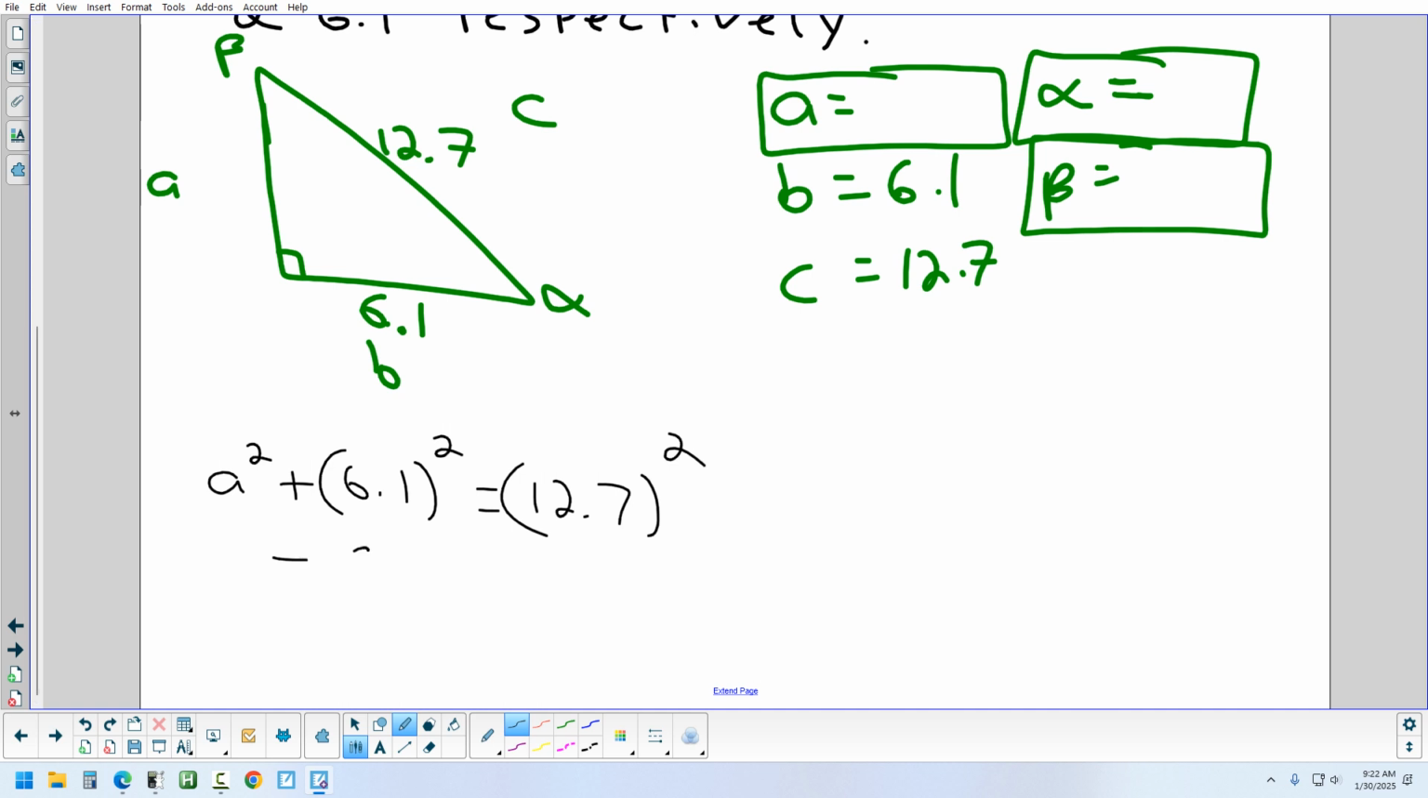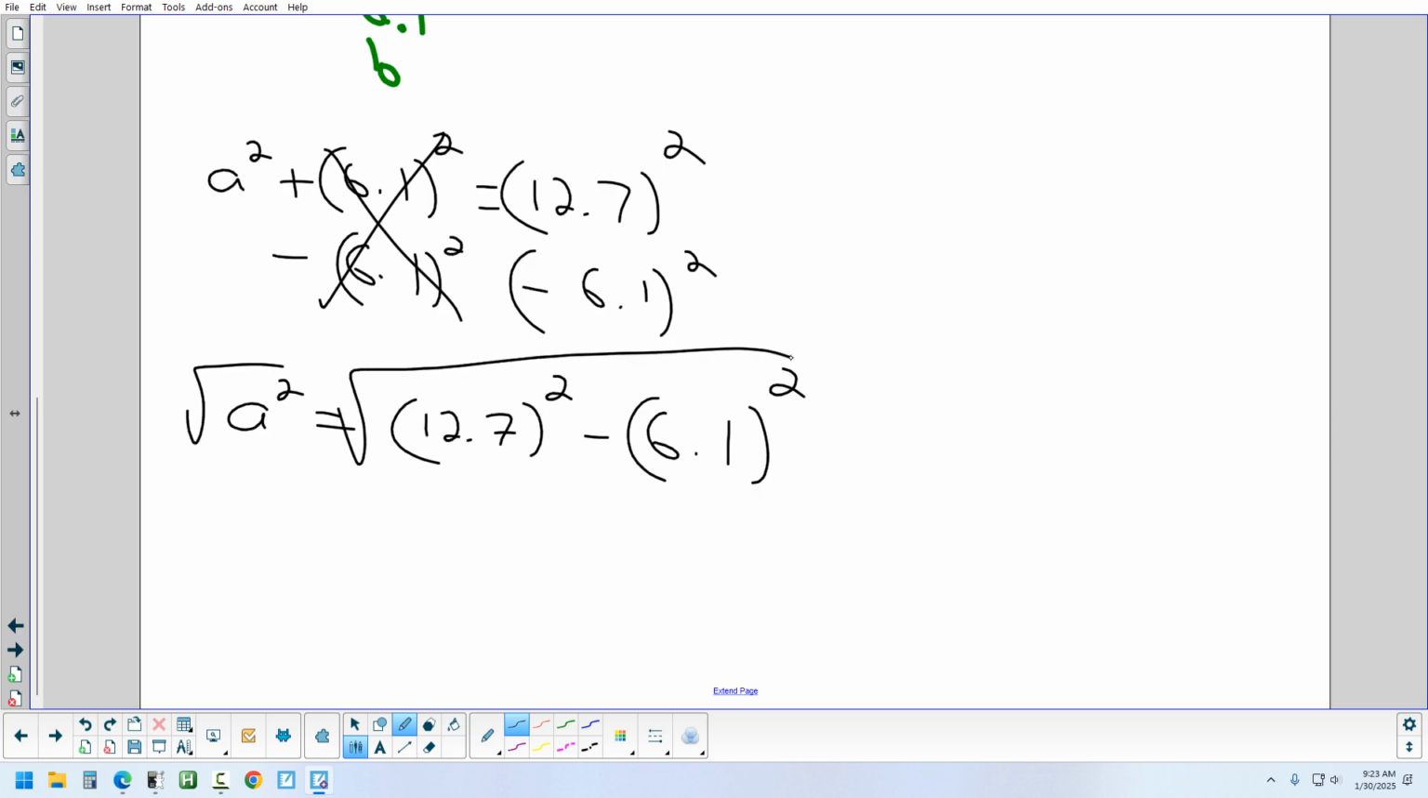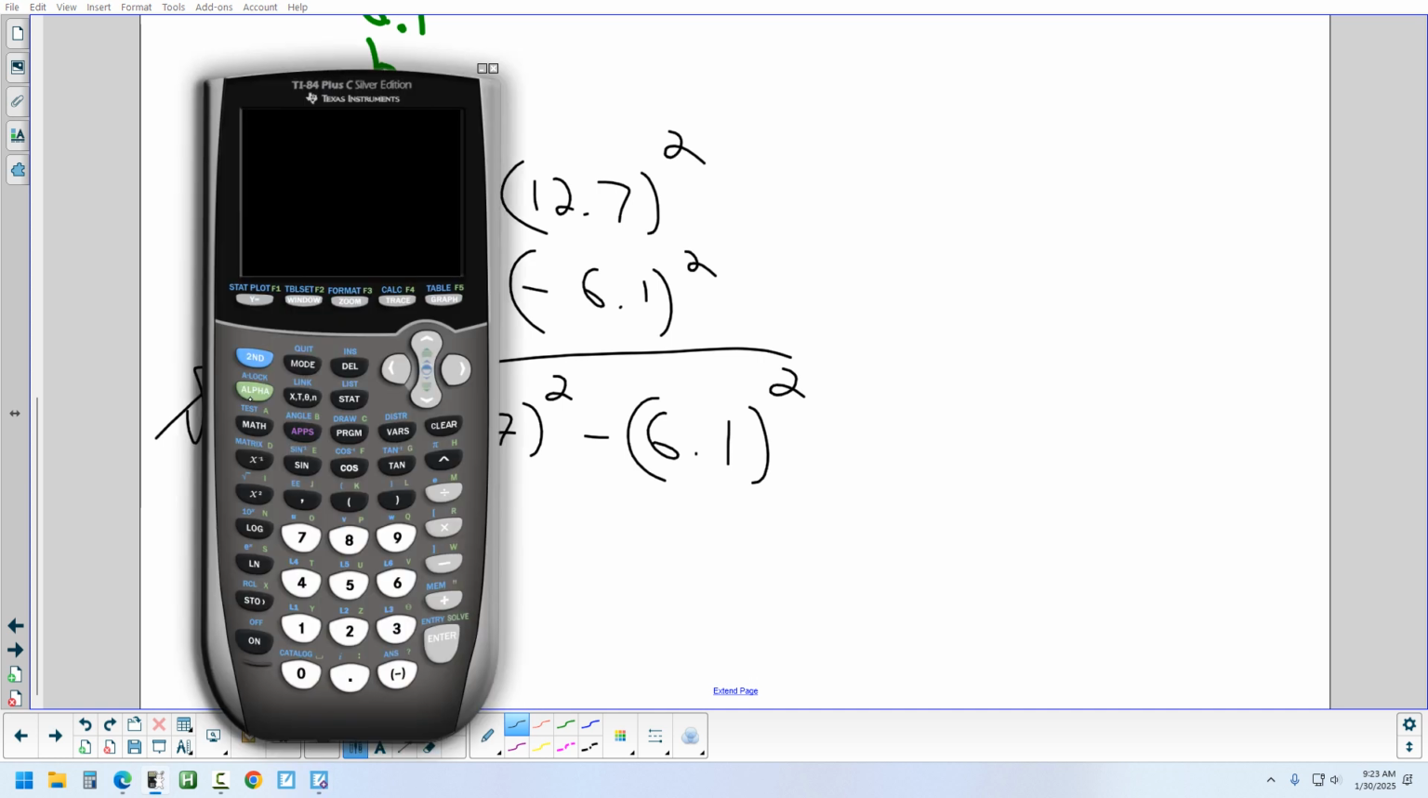So let's just subtract 6.1 squared. That gives me a squared equals 12.7 squared minus 6.1 squared. And then what's the last thing I would do to get a by itself? Square root. Take the square root. That's ideally how I'd like you to solve it. That way you're not doing any rounding until you're at the very last step, and we're only going to round one time.